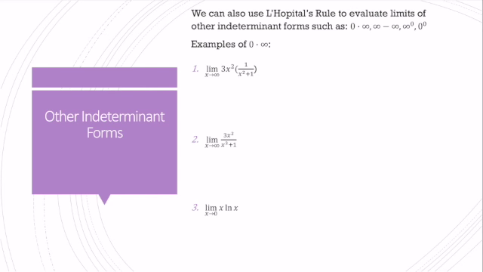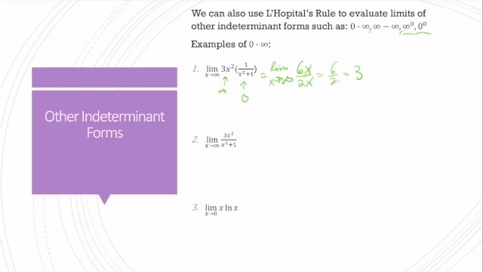We can also use L'Hopital's rule to evaluate limits of other indeterminate forms. Here are a few of those types of forms we could look at. So let's work some examples where I have 0 times infinity. So here's what happens. As x approaches infinity, this goes to infinity, and this goes to 0. So I'm going to take the limit as x goes to infinity. That's going to give me 6x over 2x. Well, as x goes to infinity, that's going to be 6 over 2, which is 3.